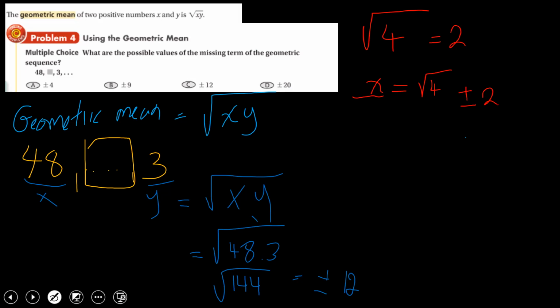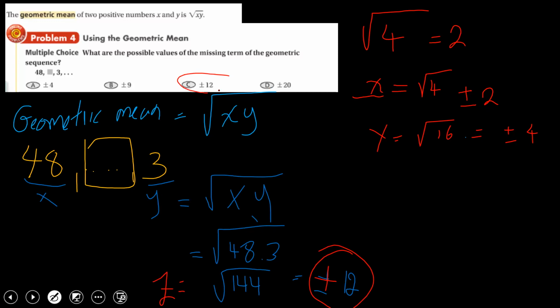Okay, if I have now y equals the square root of 16, you will say it is positive or negative 4. Now here we have the same. The geometric mean, as we name it, z, is the square root of 144, so the answer will be positive or negative 12. So by now, I can say the answer here is C.